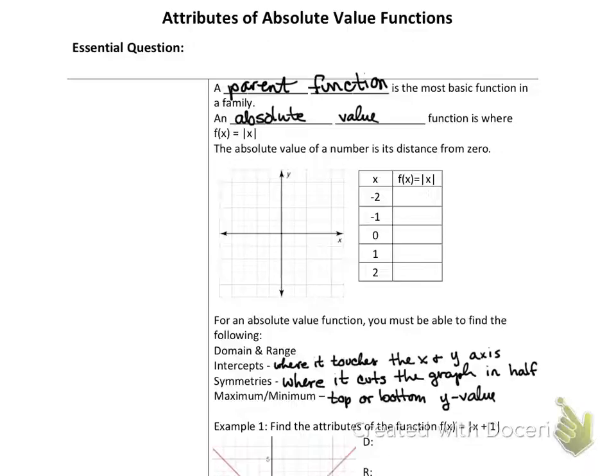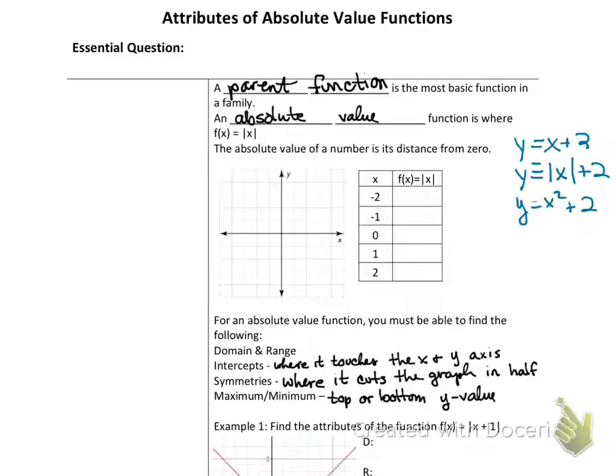So first, you need to know that a parent function is the most basic function in a family. What that means is that you can have a really simple function like y equals x. That's a parent function. Y equals the absolute value of x, that's a parent function. Y equals x squared, a quadratic, that's the parent function, because then you could add stuff. So you could say plus 2 to all of these, and that's not the parent function because you've now added 2 to it. So that's all that means.